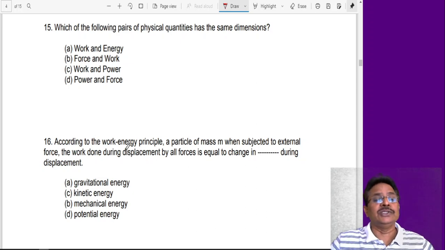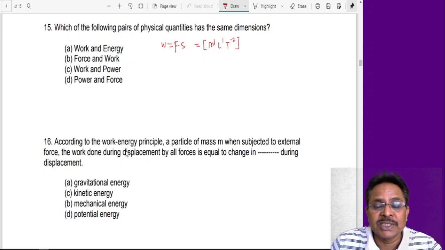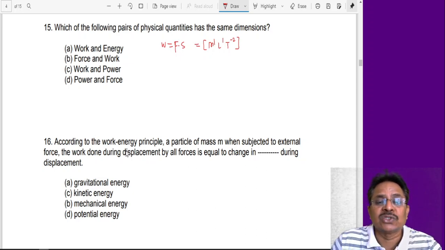Okay, work and energy. As we have already seen, work is given by F dot S, force into displacement. So go for its dimensions. Force is mass into acceleration, so M raised to 1, L raised to 1, T raised to minus 2. These are the dimensions of force. Displacement is M raised to 0, L raised to 1, T raised to 0, and combining these gives you M raised to 1, L raised to 2, and T raised to minus 2.